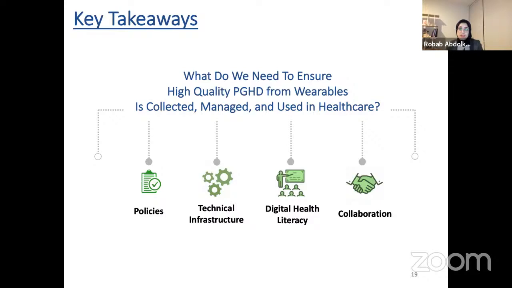We need more policies in terms of reimbursement models, human resources to expand the team, and more regulations, especially for consumer wearables. Also a robust technical infrastructure to seamlessly incorporate this data into clinical workflows. All PGHD stakeholders, not only patients and clinicians, need digital health literacy. And the last but not least is collaboration.